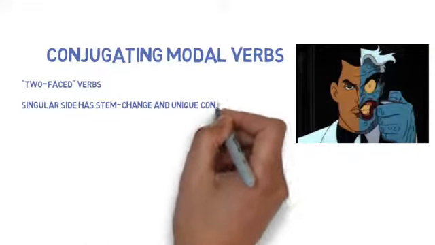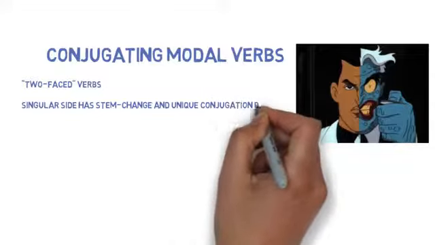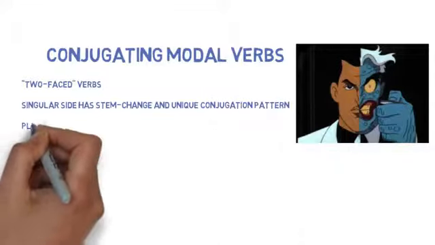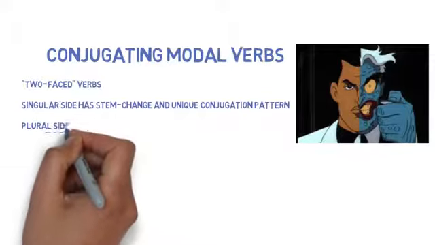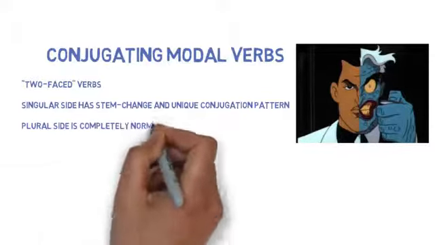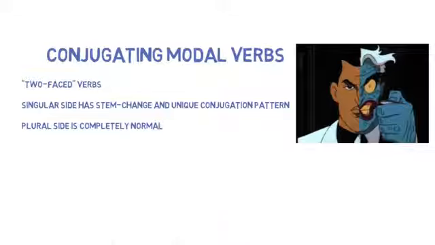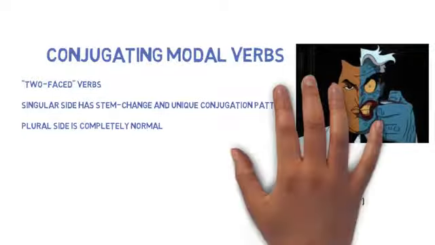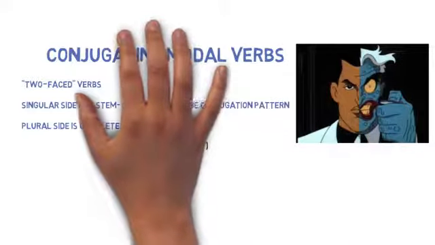Specifically, it's the singular side of modal verbs, the forms that go with ich, du, and er, sie, es, that's strange. The vowel in the stem changes for all of them except for sollen, and the conjugation pattern is different from other verbs you've seen. The plural side, on the other hand, is completely normal, no vowel change, and the same old endings as usual.